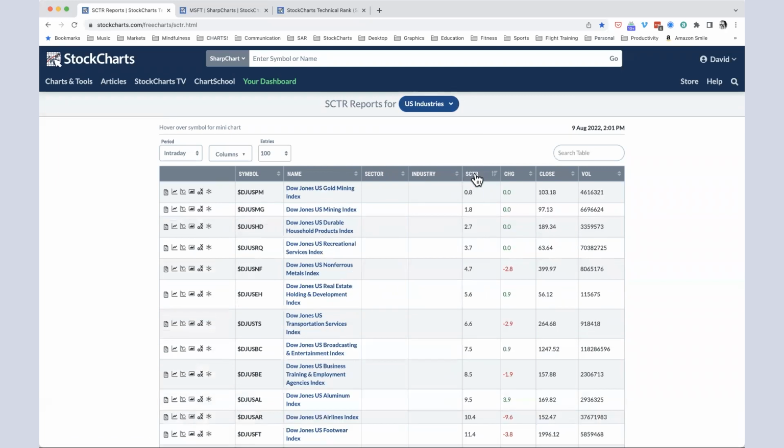You can also sort the entire list on a declining basis, and I can see looking at the weakest performing industry groups, it's gold, gold miners, other mining names as well, which makes sense. These are stocks that have been struggling for quite some time.